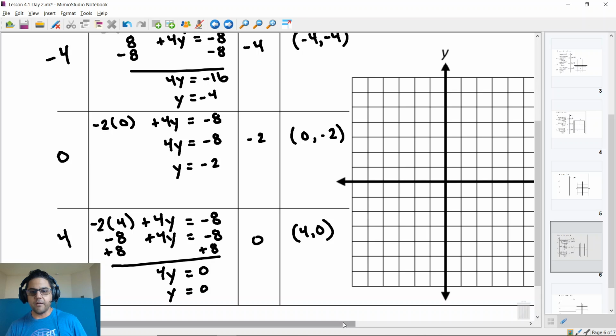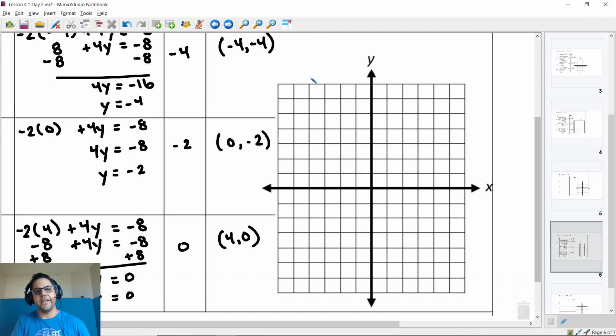All right, plotting our points, and then you'll be good to go. So -4, -4, starting at the origin. That's left 4: 1, 2, 3, 4. And then down 4: 1, 2, 3, 4. 0, -2. That's no left or right because the x is first, but it says 0. No left or right. Down 2: 1, 2. Some students would mistakenly move left 2. Can't do that, please. Always the x first. On the last one, x is 4, so that means right 4: 1, 2, 3, 4. No up or down because the y is 0. Excellent. Connect it, another uphill line.